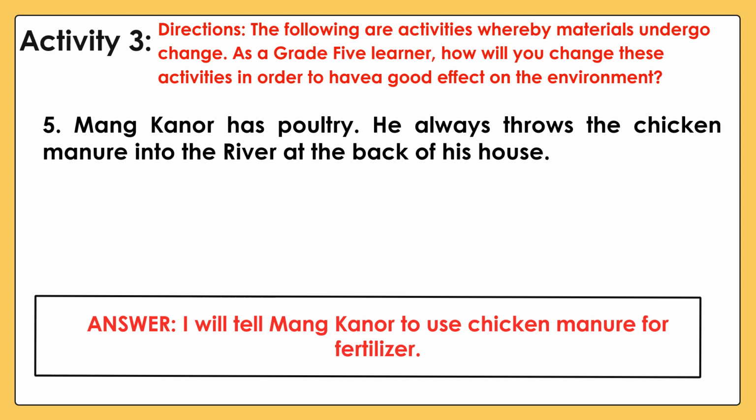Number 5. Mang Kanor has poultry. He always throws the chicken manure into the river at the back of his house. What is the possible answer? I will tell Mang Kanor to use chicken manure for fertilizer.